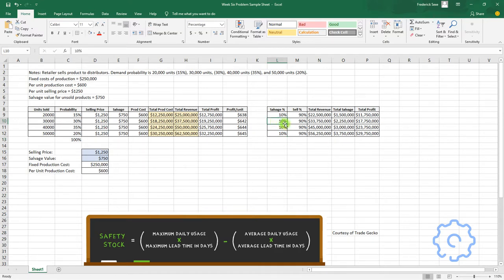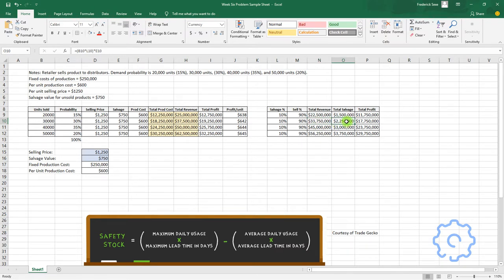All you have to do is sell 90% of your units at the selling price. What I have here is the units sold, in this case 30,000, times the percentage of that being sold, which is 90%. This gives me 90% of 30,000. Then I multiply that by the selling price, which gives me 33,750,000.